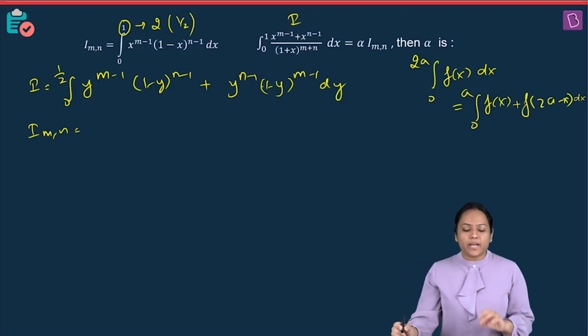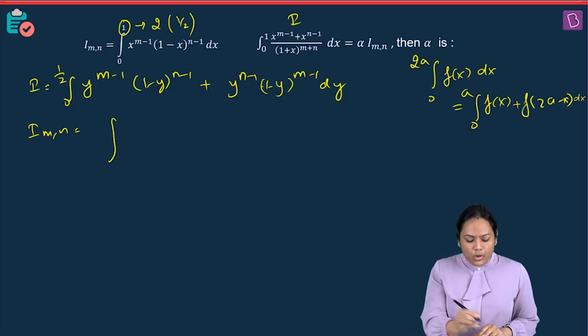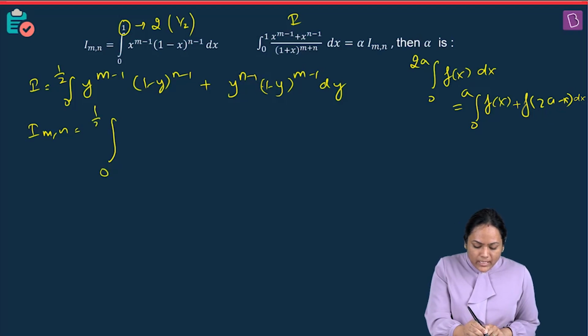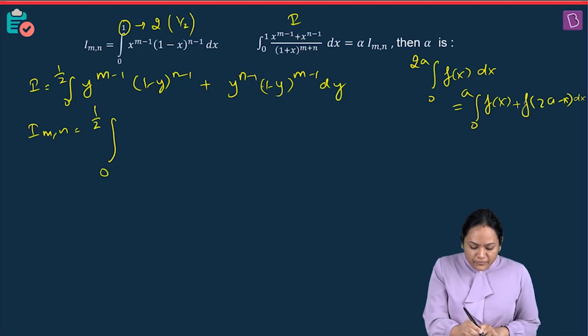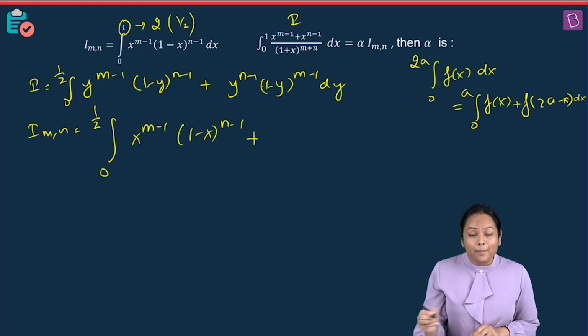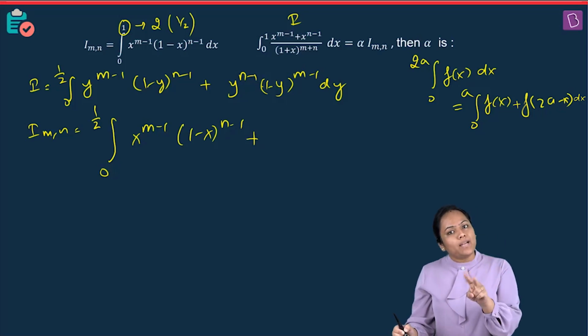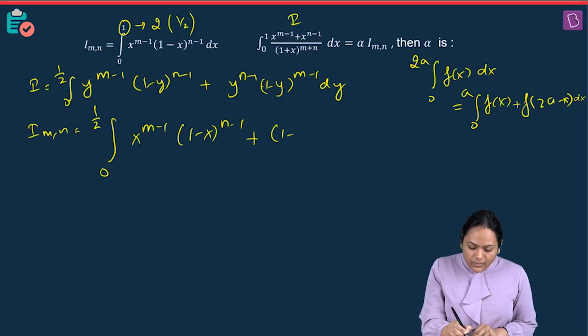So if I change my m and n using this property, it's going to become 0 to a, that is 0 to half. f(x) is x raised to m minus 1 multiplied by 1 minus x raised to n minus 1 plus, when I put x as 1 minus x, it's going to become 1 minus x raised to m minus 1 multiplied by x raised to n minus 1 dx.